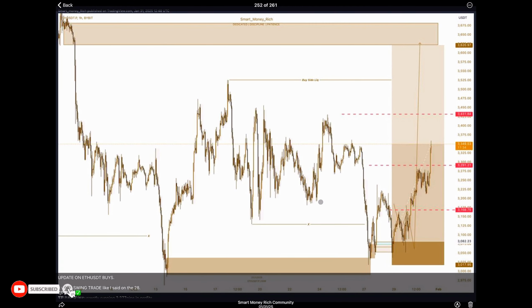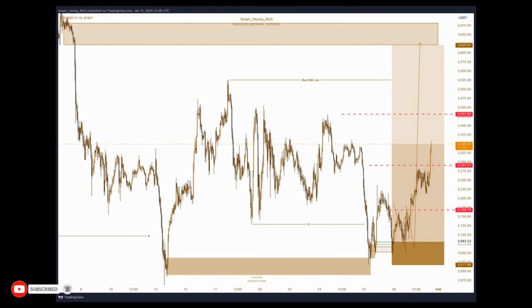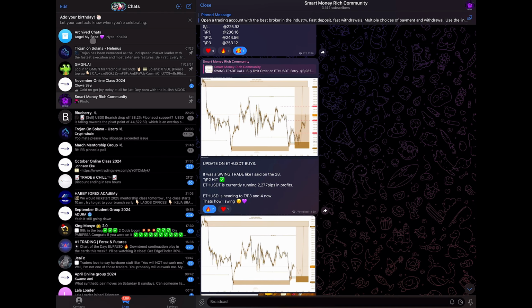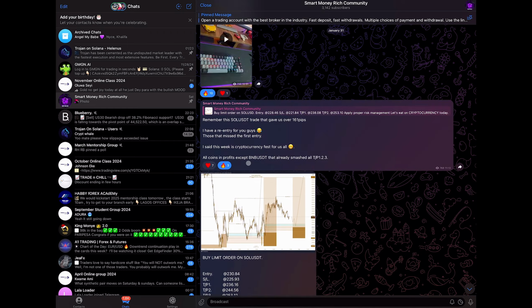So this is the Ethereum trade here. You see that immediately the level was tapped in, price started pulling up to go and fill up this open imbalance, and that was how we made money on it. You see, I sent it into this.